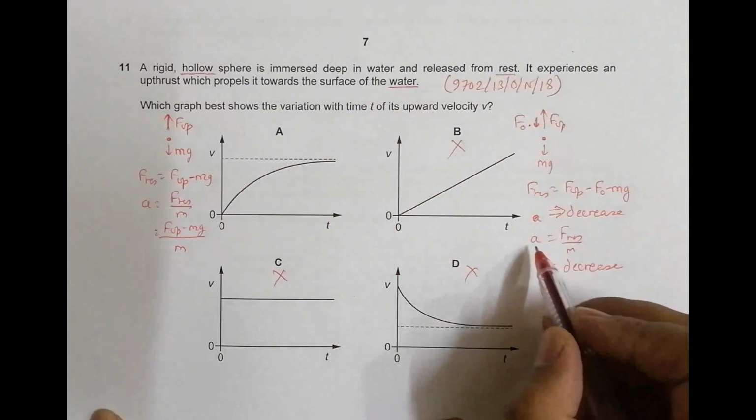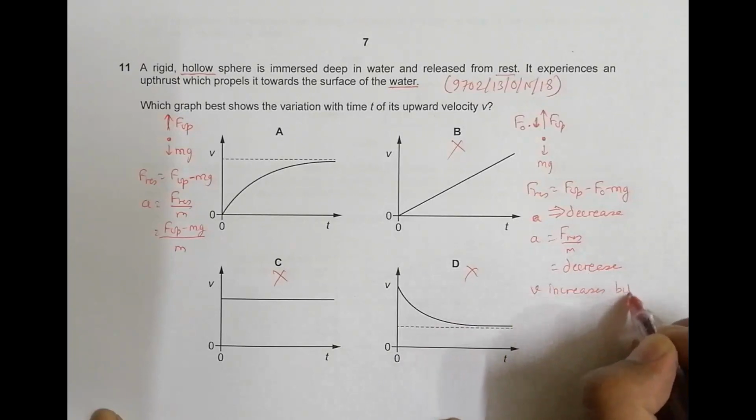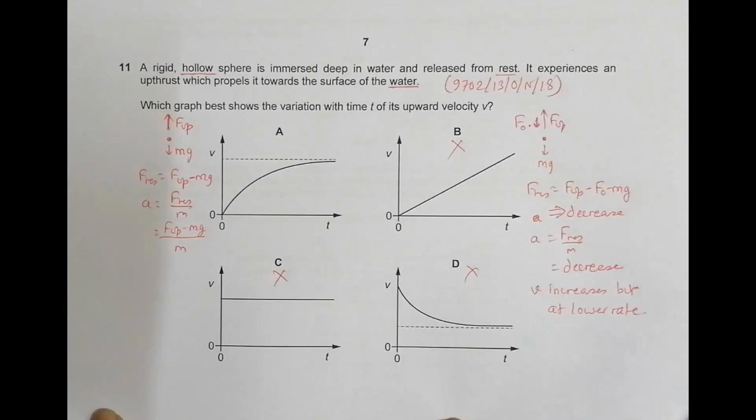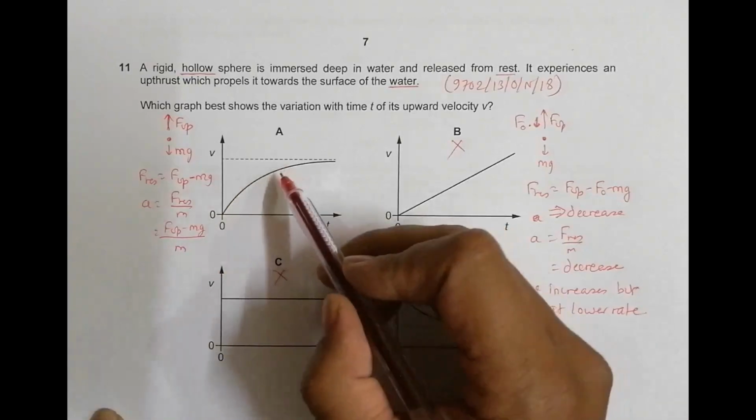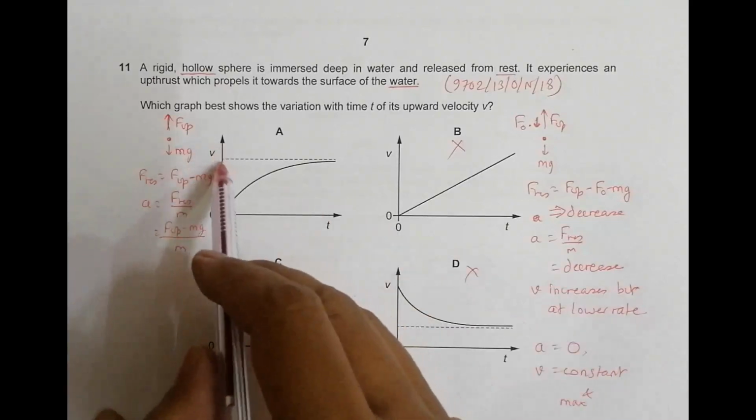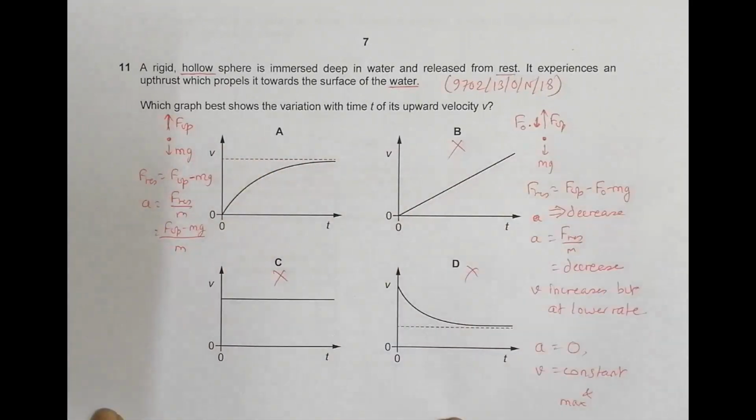So what happens is, when a decreases, it means that v increases, but at a lower rate. So one thing to remember is, decrease of a does not actually mean decrease of v. It means that v is still increasing but at a lower rate. As it goes on and on and on, ultimately a becomes 0. It's following this trend. And at a equal to 0, v becomes constant, and maximum as well. And this velocity is the terminal velocity, and this graph shows the value of this terminal velocity. So pretty tricky one this is.